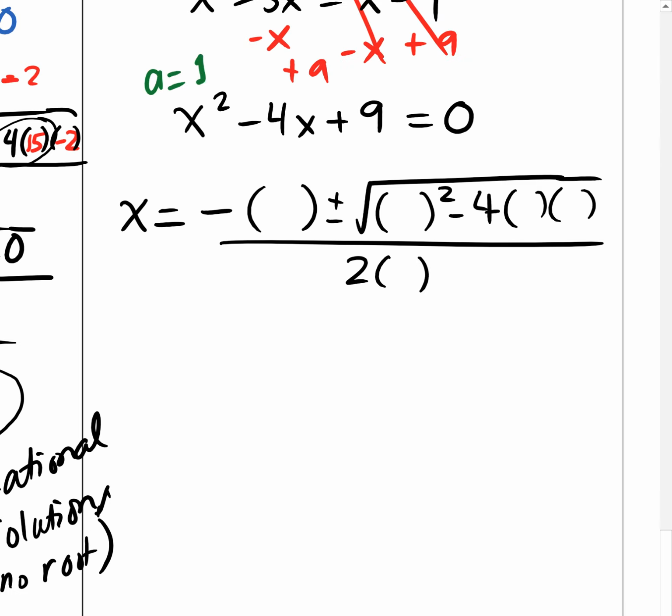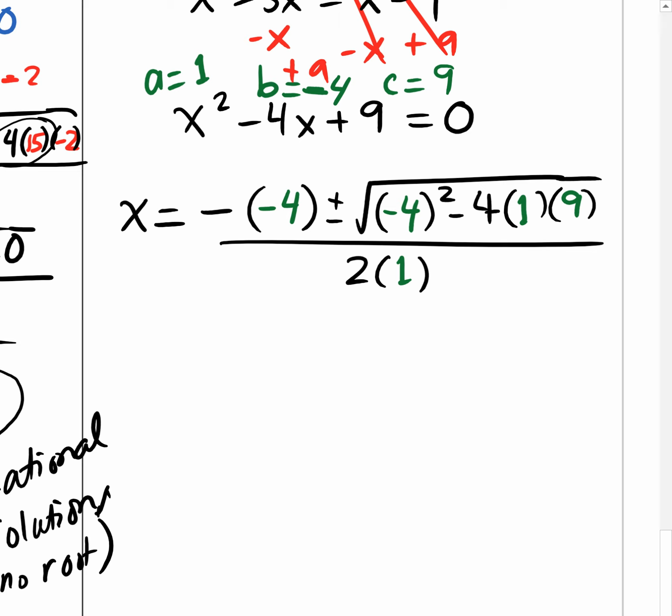A is the coefficient of x squared, so 1. B is the coefficient of x, which is not just 4, but negative 4. And then c is the constant term, so 9. In the formula, it starts out negative b, but b itself is negative 4, so it's negative negative 4 plus or minus the square root of b squared, negative 4 squared, minus 4 times a, which is 1, and c, which is 9, over 2 times a, which is 1.